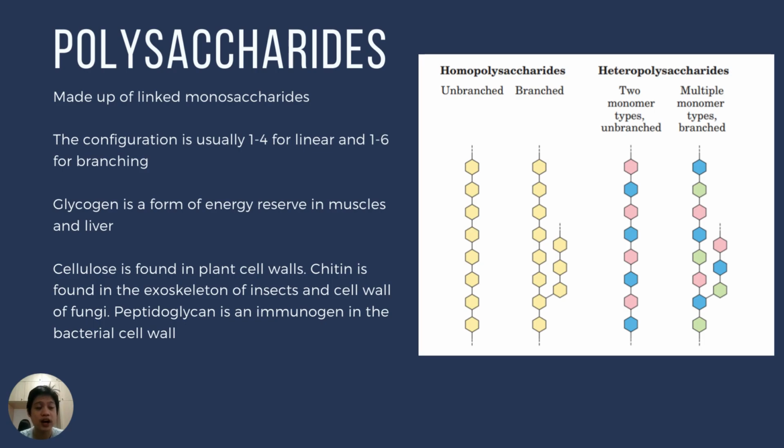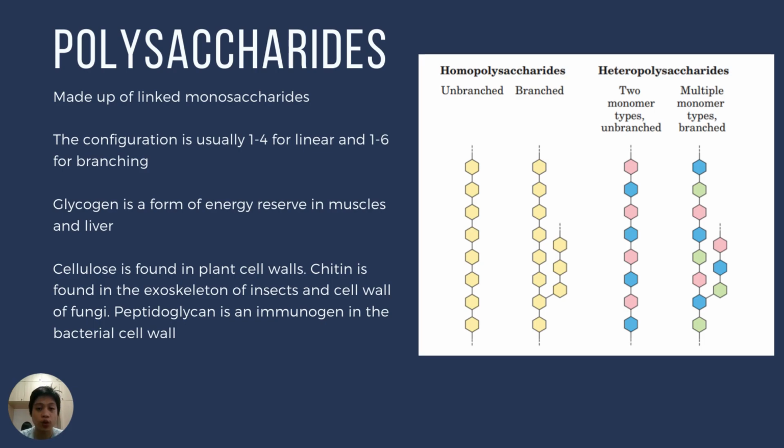Physiologically important polysaccharides include glycogen, which is a form of energy reserve in muscles and the liver; cellulose, which is found in plant cell walls; chitin, which is found in the exoskeleton of insects and the cell walls of fungi; and peptidoglycan, which is found in the cell wall of bacteria, which is an immunogen, which makes it a stimulator of immune response. So if we take a quick look again at the image here on the right, you will understand that there are two forms of polysaccharides.